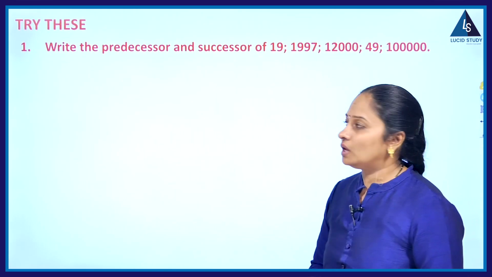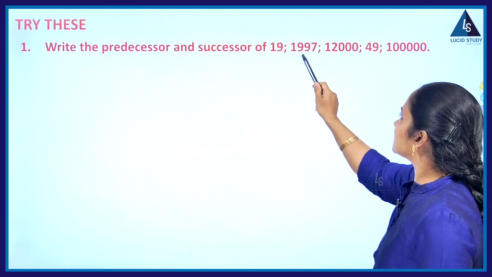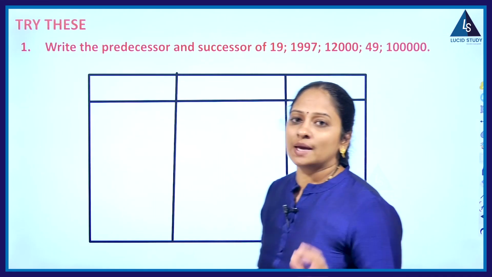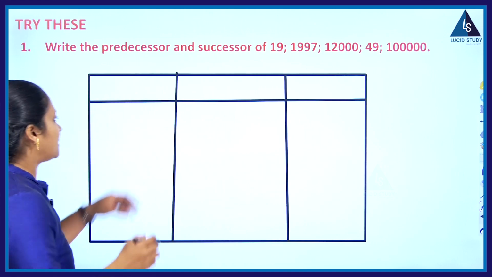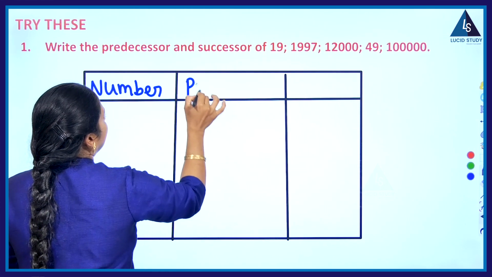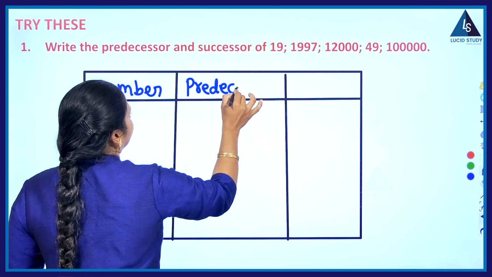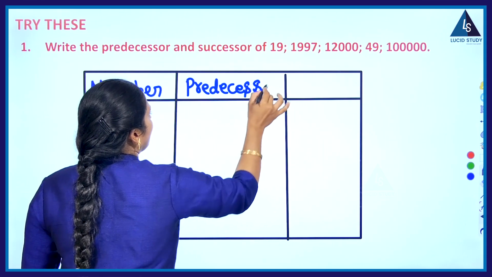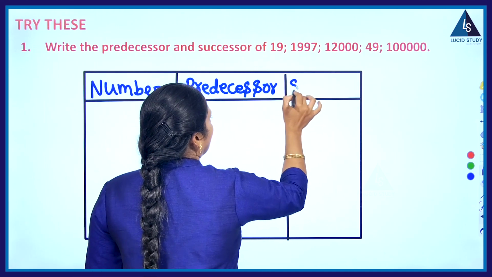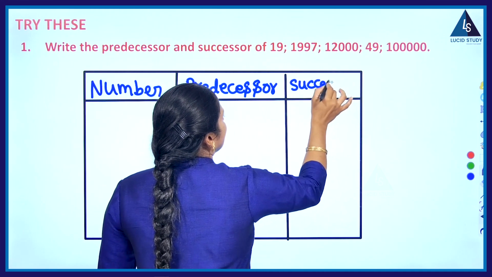Try this. Write the predecessor and successor of these numbers. So, I am taking a table with 3 columns, in which the first column has the number, and in the next column I am going to write its predecessor. Predecessor means before number, successor means after number. And in the next column I am writing its successor.